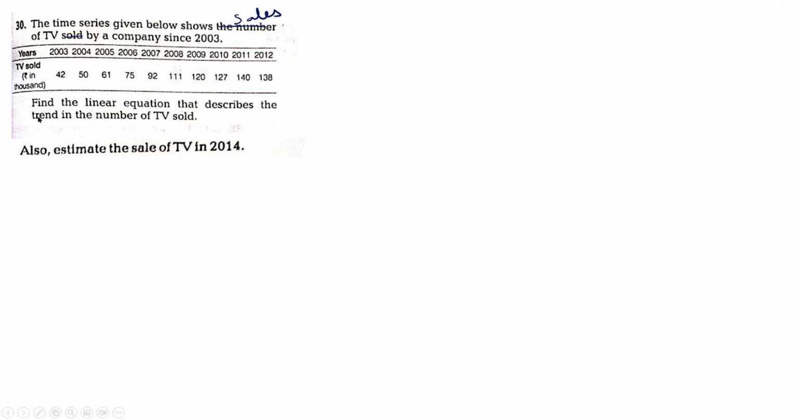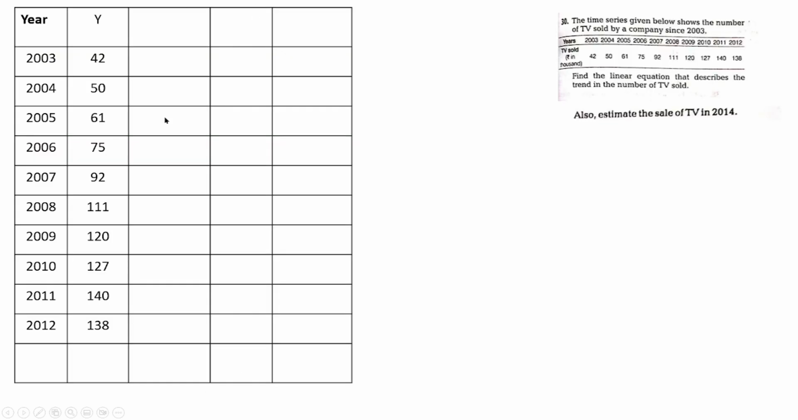So here we have to find the linear trend equation that describes the trend in the sale of TV. And also we have to estimate the sale of TV in 2014. Here the number of years is 10 years. For these 10 years data, we have to find the best fit linear equation which describes the trend. Let us draw a table like this, with all these years and values written here.